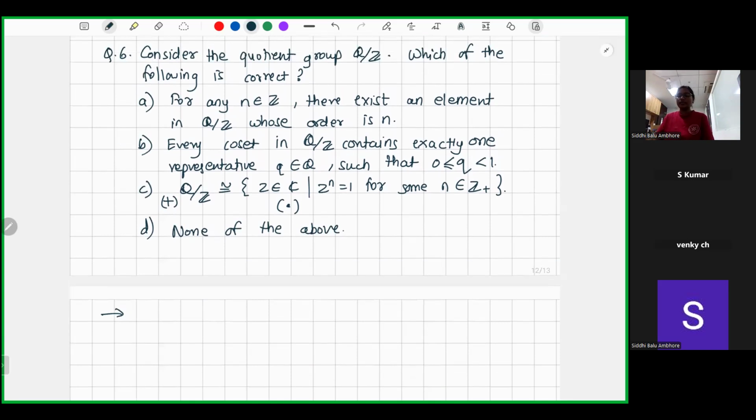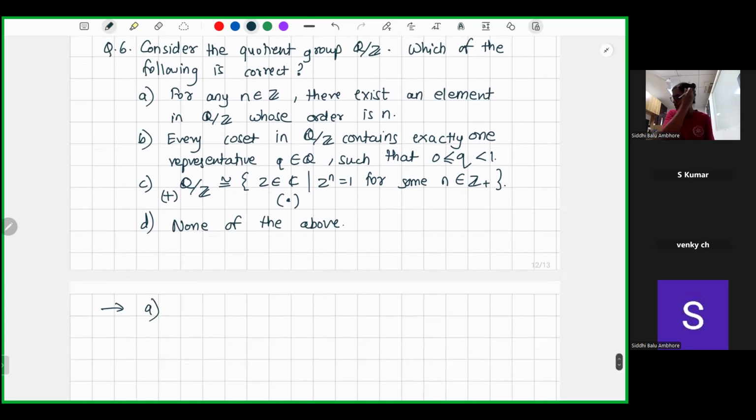Okay, so any guesses which one is true? Let us start with the first. We are running out of time, but we will start and see. First: for any n in Z, there exists an element of Q mod Z whose order is n.